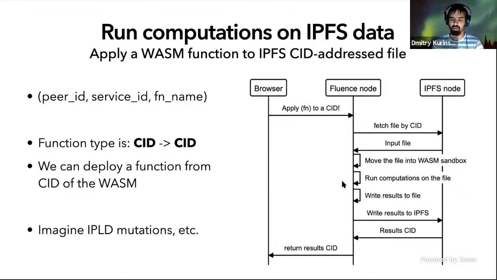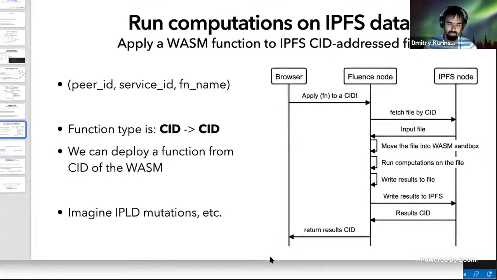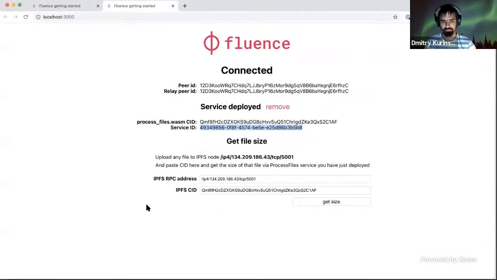Then the node will run computations on the file, and these computations will finally write another file with the results. Then the node will move this file with the results to the IPFS node and ask it to upload it. IPFS will return a CID, and after that, the node will return the CID to the browser. So let's take a look at how it works.